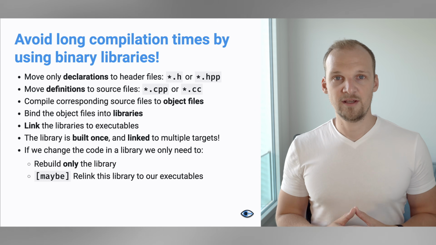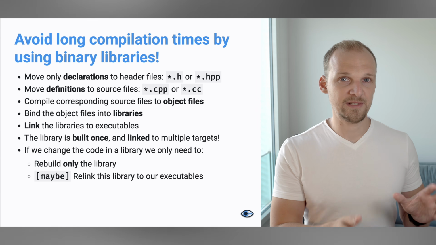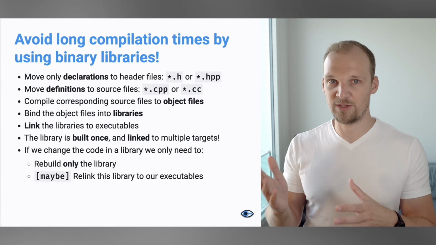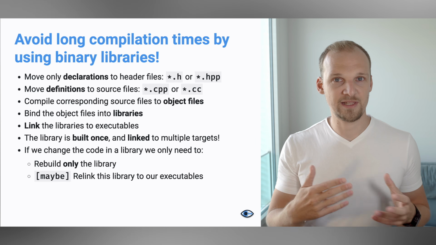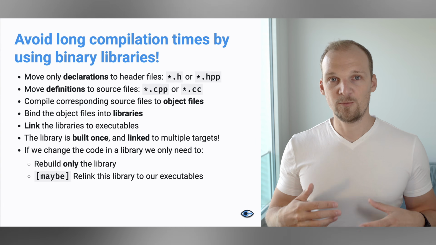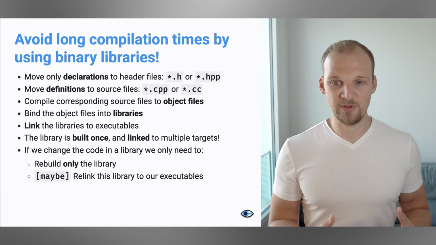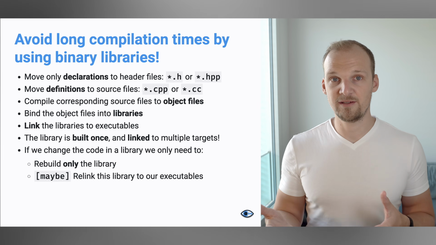So now if we have a couple of binaries like our predict housing prices and predict Bitcoin price, we can just link the same library to them, which guarantees that the library is actually built only once and just linked to multiple targets. And that also solves the problem of changing the code. If we do change the code of our library, we can just rebuild that one library, and then we can relink it to all the binaries that actually use it. And sometimes we don't even have to do that.